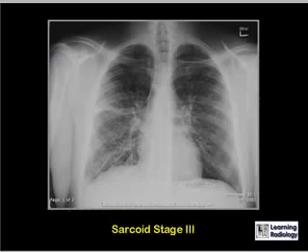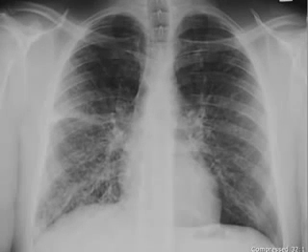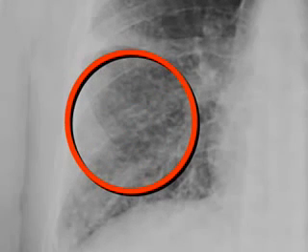This is a frontal radiograph of a patient with stage 3 sarcoid. There is no hilar adenopathy visible, but there is reticular nodular interstitial disease.